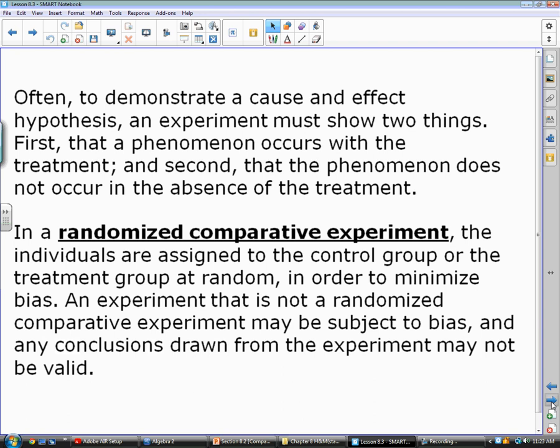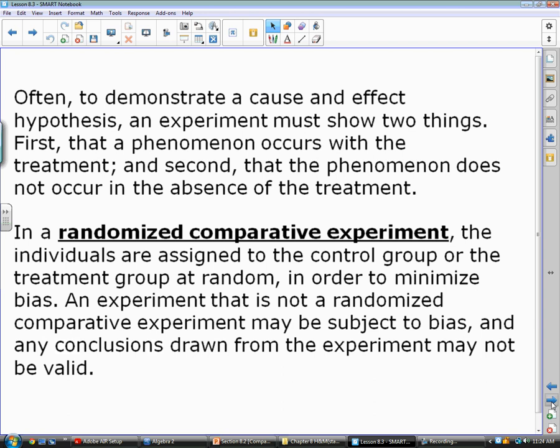In a randomized comparative experiment, the individuals are assigned to the control group or the treatment group at random. When I did my control experiment group, I didn't pick my best students to get to do the flip. It was just, you're in 4th hour, like it or not, you get the normal one. And my experimental group, my 5th hour, like it or not, they're going to try that. So we just assign them at random in order to minimize bias.